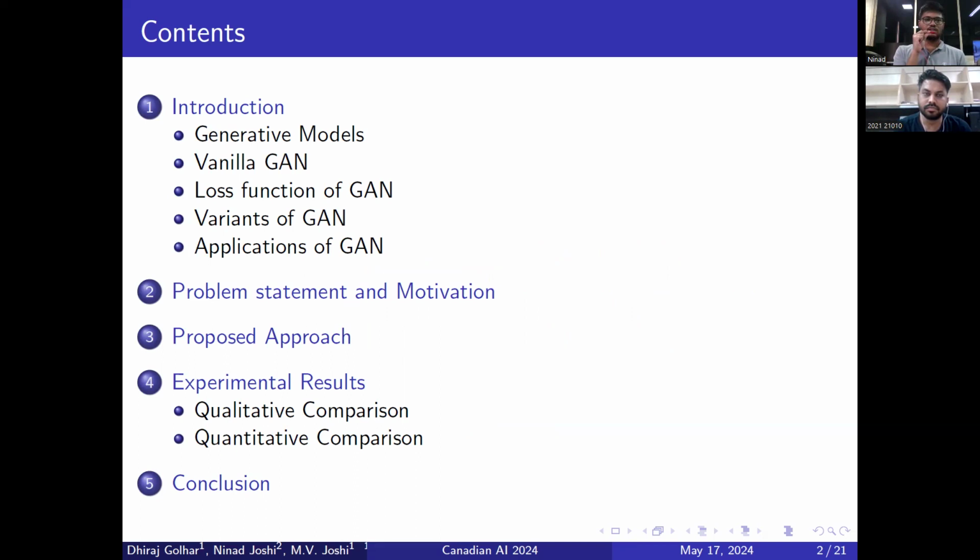Now let's quickly go through the contents. First is introduction. What are generative models? What is vanilla GAN? Loss function of GAN, variants of GAN, applications of GAN, and then we'll quickly move on to the problem statement and motivation, proposed approach, experimental results, both qualitative and quantitative, and at the end we'll conclude.